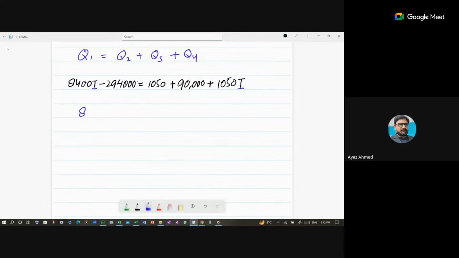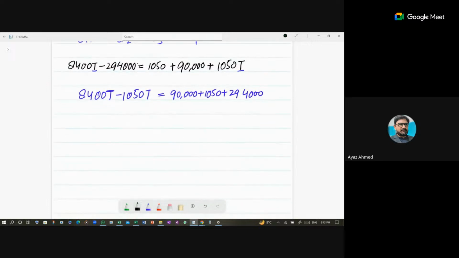So I will just rearrange all these T's, this variable. So I would have 8400T minus 1050T, and I would add all others. It would be 90,000 plus 1050 plus 294,000. I just applied mathematics. Those values which are negative on one side, they are shifted and they are now positive on the other side, and those values which are positive on one side, they are shifted and they got negative on the other side. So please let me know about these values.